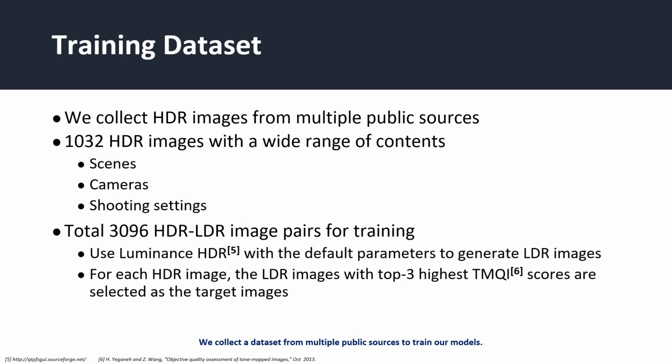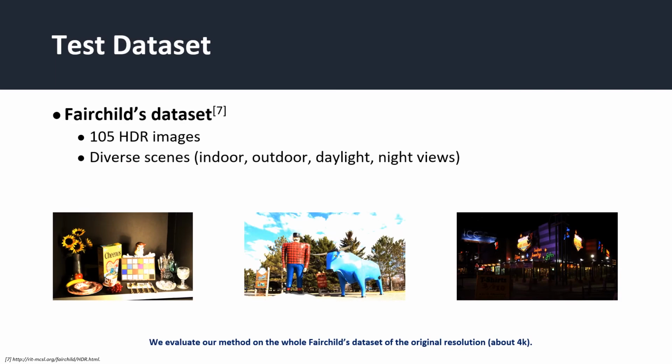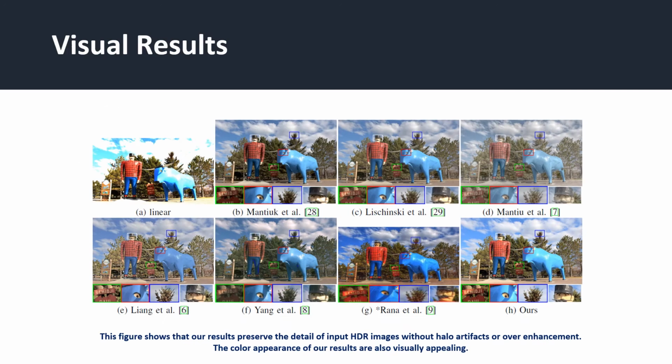We collect a dataset from multiple public sources to train our models. We evaluate our method on the whole Fairchild's dataset of the original resolution. This figure shows that our results preserve the detail of input HDR images without halo artifacts or over-enhancement. The color appearance of our results is also visually appealing.